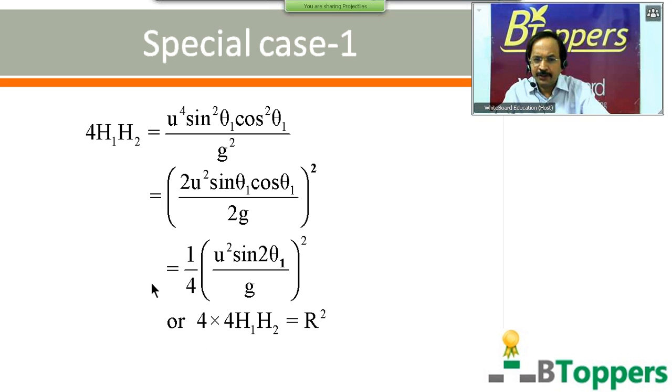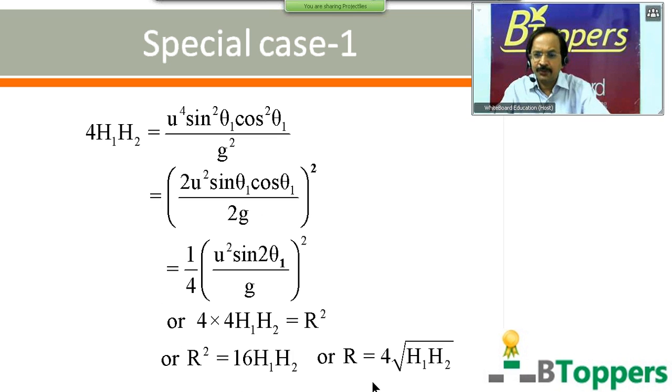So you can take 1 by 4 to the left side, 4 into 4 h1 h2, you get R square, or R square equal to 16 h1 h2, or R equal to 4 into root of h1 h2. This is the calculation for the conclusion I have shown you directly in the beginning. Those who want to copy the calculation can take a pause and copy it.